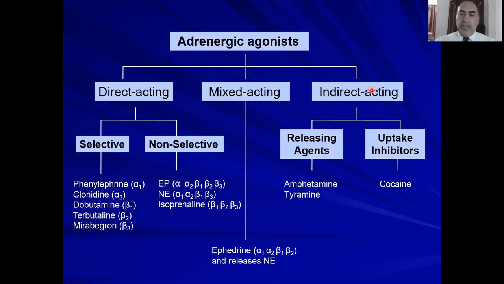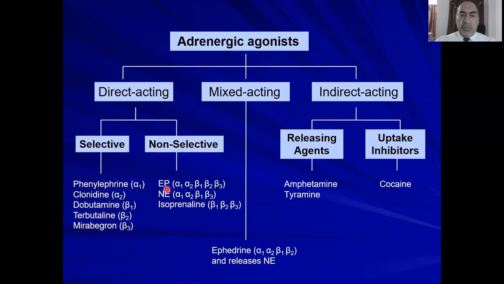In indirect acting, they don't bind to the receptor, but they can release norepinephrine like amphetamine, tyramine, or prevent its uptake like cocaine. Direct acting will be either selective drugs that are selective for a certain receptor, or non-selective ones. Selective includes drugs selective for alpha-1 such as phenylephrine, alpha-2 such as clonidine, beta-1 such as dobutamine, beta-2 such as terbutaline, beta-3 such as mirabegron.